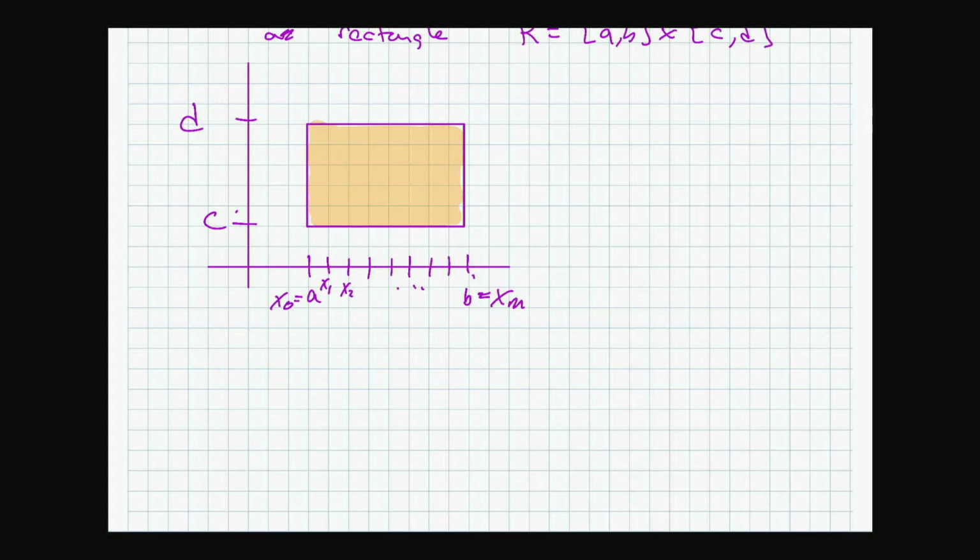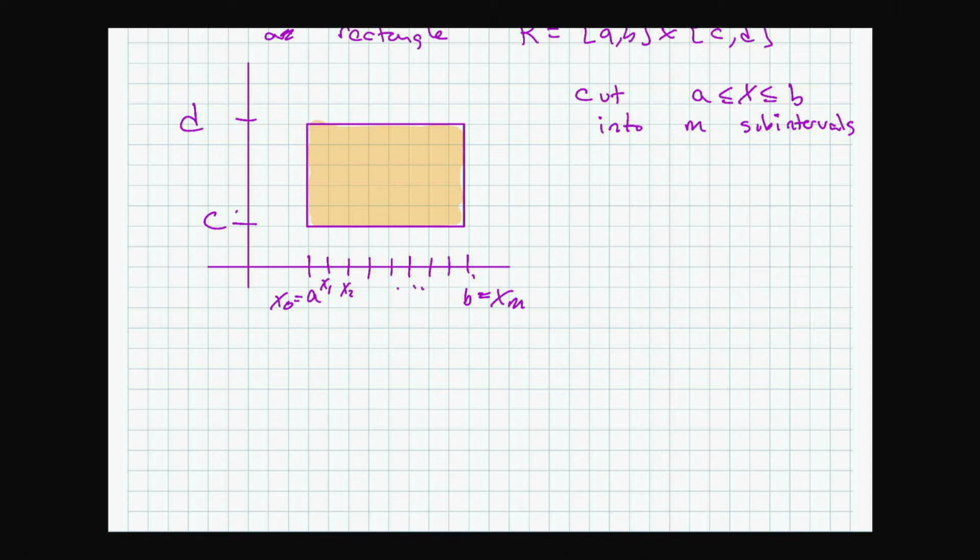So we cut a less than x less than b into m subintervals. And again, I'm not doing too much with this. You're not going to be responsible for doing anything really with these definitions, I hope.